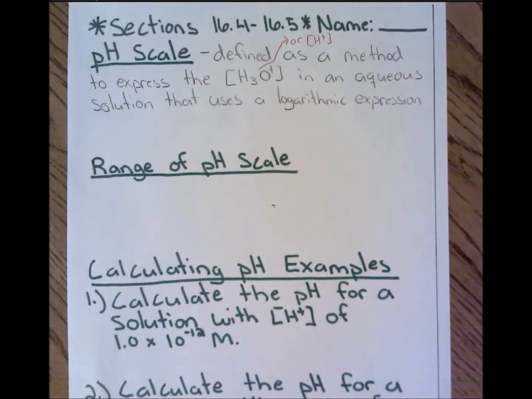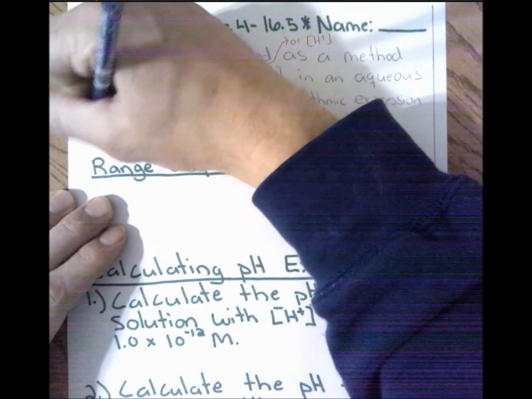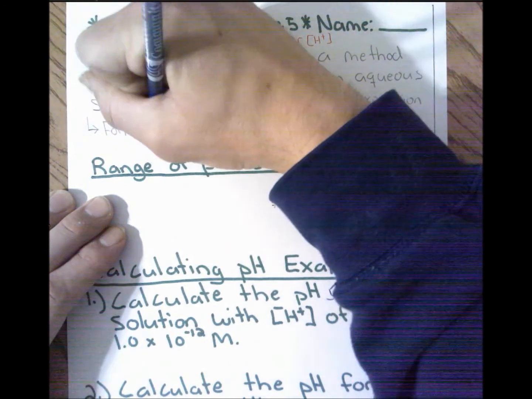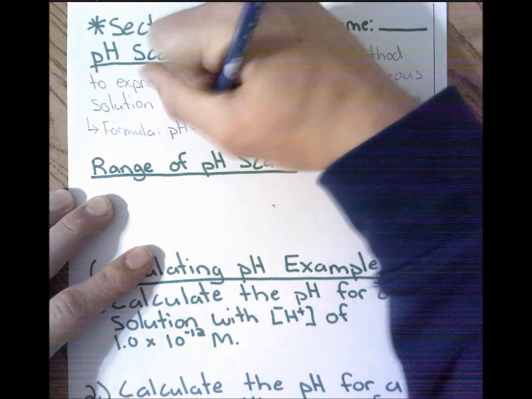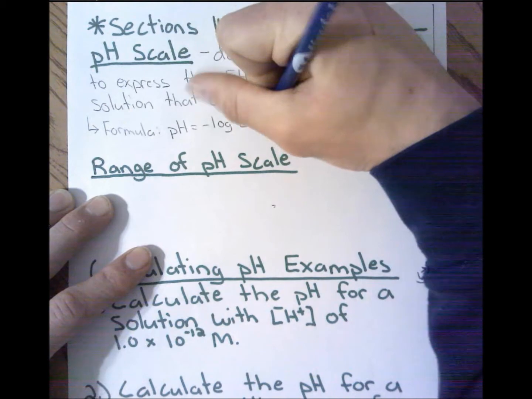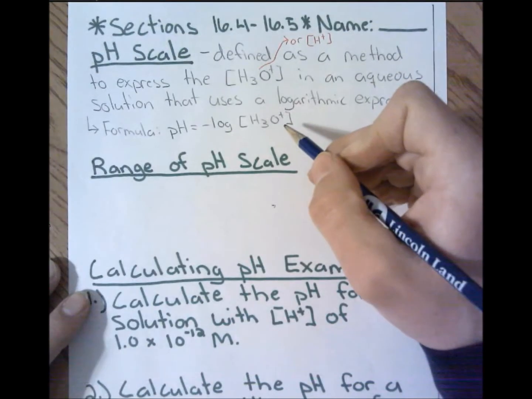Now, that's a great definition, but for me, I need a formula. And we have a formula to be able to utilize the pH scale. That formula is the pH is equal to the negative log of the concentration of H3O plus. And that H3O plus we call hydronium.